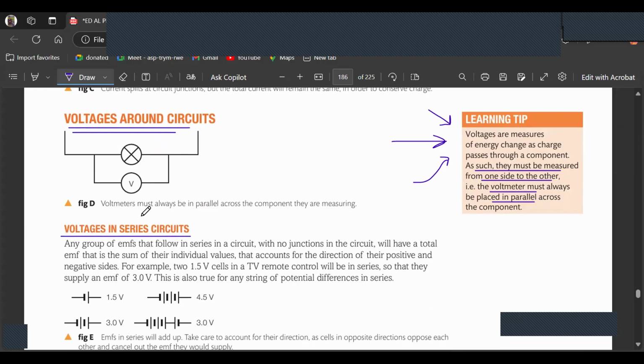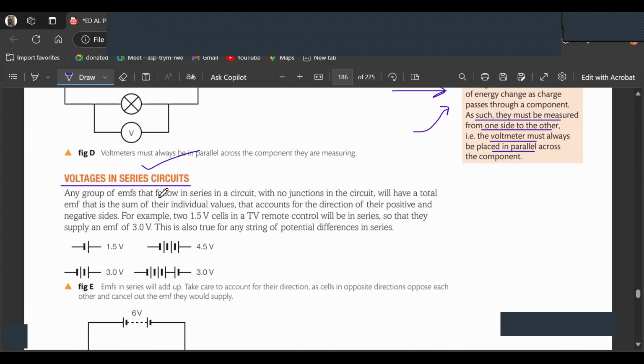And if we talk about voltage in a series circuit, any group of EMFs that follow in series in a circuit with no junctions will have a total EMF that is the sum of their individual values, accounting for the direction of their positive and negative sides. For example, two 1.5 volt cells in a TV remote will be in series so that they can supply an EMF of 3 volt. This is also true for any string of potential differences.